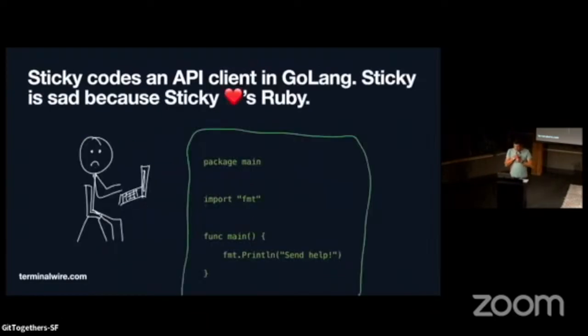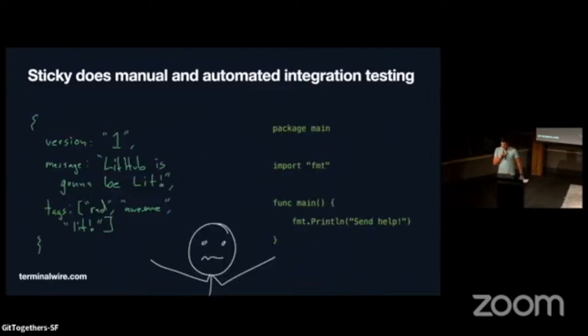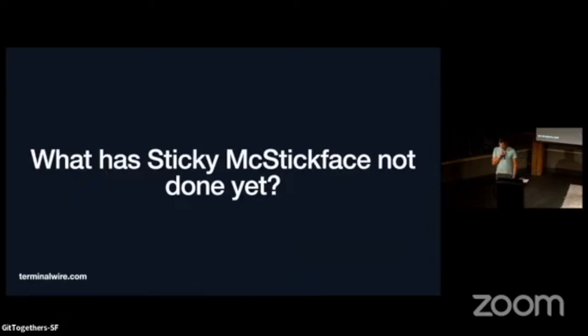And then Sticky has to code an API client in Golang. And Sticky's not happy because Go's not as expressive as Ruby. But he just plows forward because Go is a great CLI tool. And then after all that, he has to do a bunch of integration testing to make sure that the CLI that he wrote in Go works with the JSON API. A lot of moving parts though.